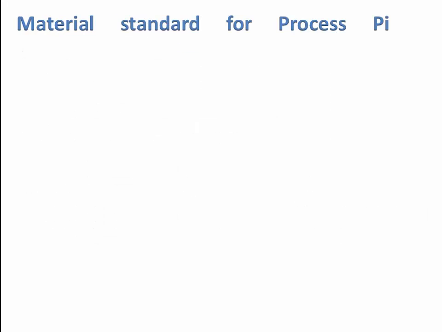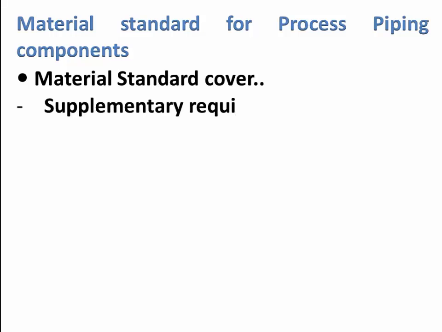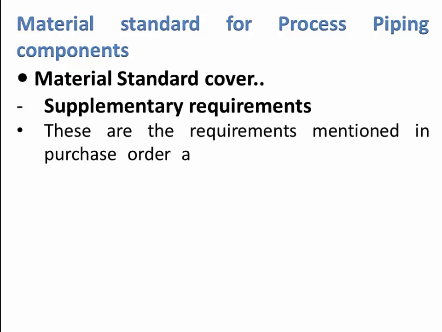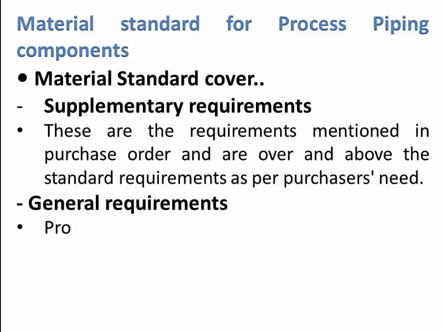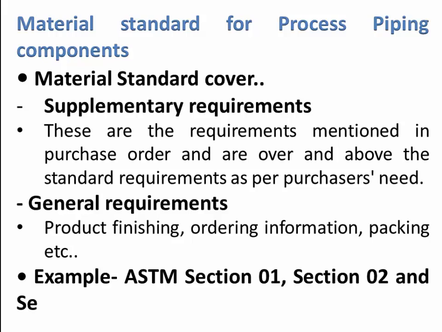Material standard for process piping components. Material standard cover. Supplementary requirements: these are the requirements mentioned in the purchase order and are over and above the standard requirements as per purchaser's need. General requirements, product finishing, ordering information, packing, etc. See example ASTM Section 01, Section 02 and Section 03.